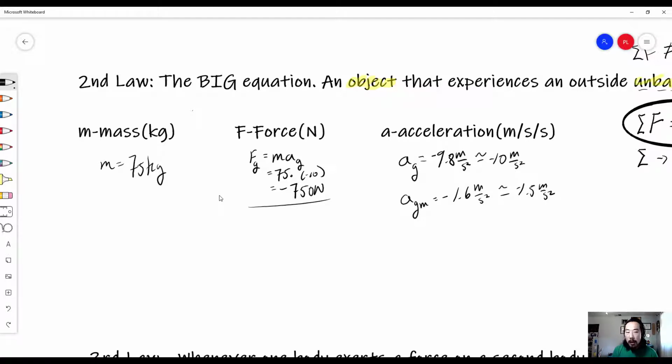So if I were to take my body, my mass, and go to the moon, and stand on a scale that tells me my weight in newtons, I would use the same formula, F is equal to ma. My mass does not change. However, the acceleration due to gravity does. And that's negative 1.5. And that would give me roughly 112.5 newtons.